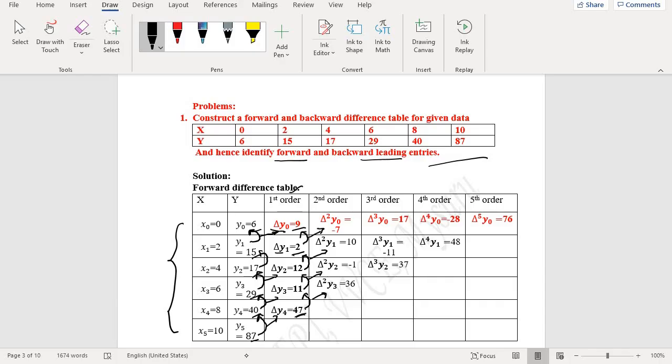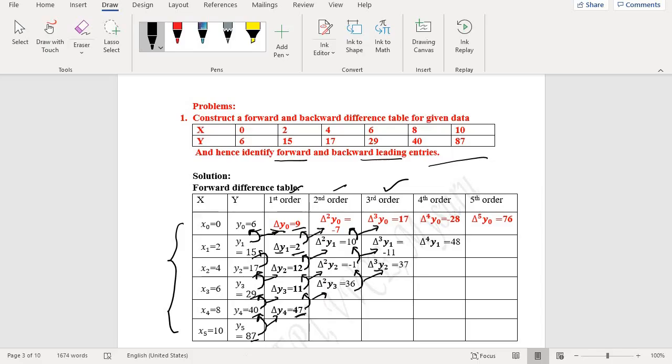So now the first order and second order are over. Still I have some non-zero values in the second order, so I need to go for the third order. To find the third order forward difference, delta square y1 minus delta square y0 gives delta cube y0. So delta square y2 minus delta square y1 gives delta cube y1. Similar to that, delta square y3 minus delta square y2 gives delta cube y2. So this completes the third order forward difference.